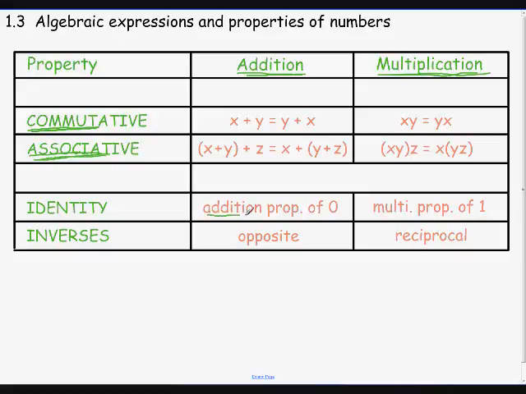The identity property, people do get confused on this. What's the identity property of addition? 0. What do we mean here? If I add 0 to anything, it doesn't change its identity. But when we're talking about multiplication, the identity property there is 1. You know that too, because if we multiply anything by 1, it still retains its identity.